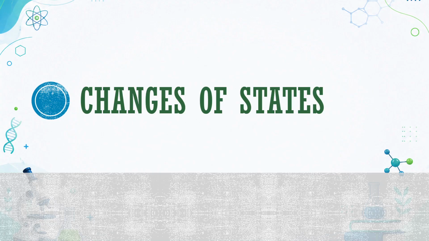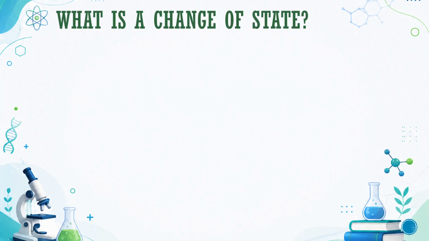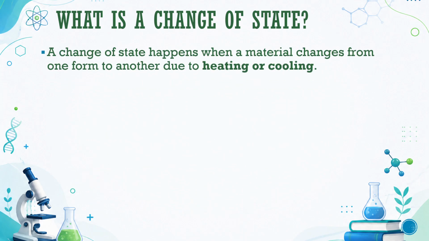Moving towards changes of state, we are going to discuss briefly how a change of state happens and what exactly a change of state is. A change of state basically happens when a material changes its own form. That is, a solid is converted into a liquid, or a liquid is converted into a gas, and for that matter, even a liquid is converted back into a solid.